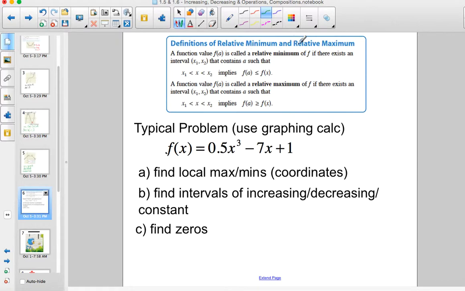So relative minimums and maximums, I've already talked about it, right? Again, they're not the total maximum or minimum necessarily. They're just in relation to where it stops increasing and stops decreasing. So a typical problem would be something like this: find minimums, maximums, intervals of increasing and decreasing, and zeros. So go ahead and do this one on your graphing calculator, and then I'll just give you the answers.